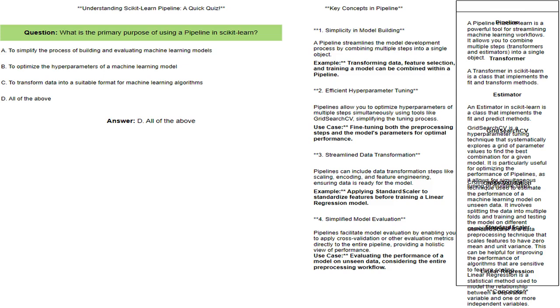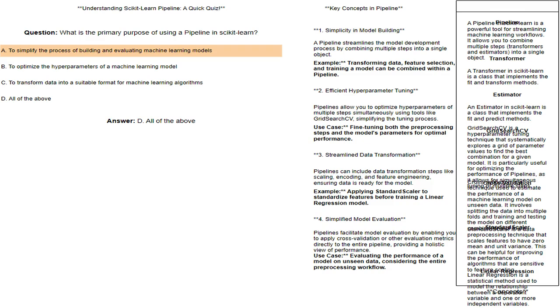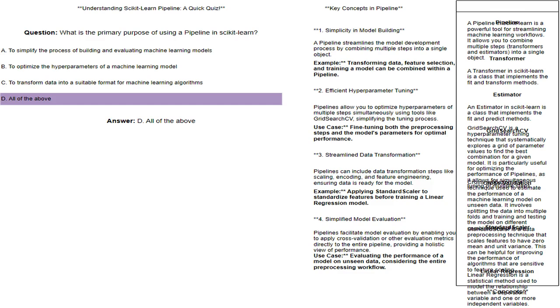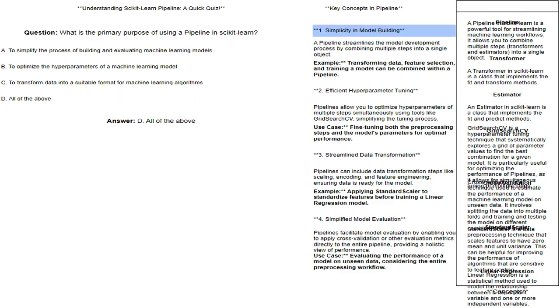What is the primary purpose of using a pipeline in sklearn? A. To simplify the process of building and evaluating machine learning models. B. To optimize the hyperparameters of a machine learning model. C. To transform data into a suitable format for machine learning algorithms. D. All of the above. 1. Simplicity in model building.